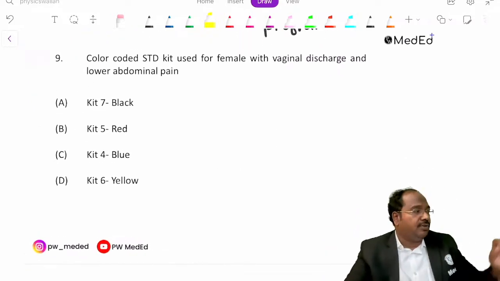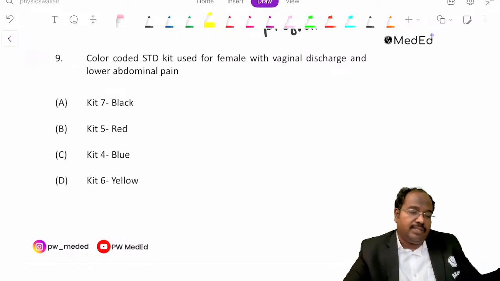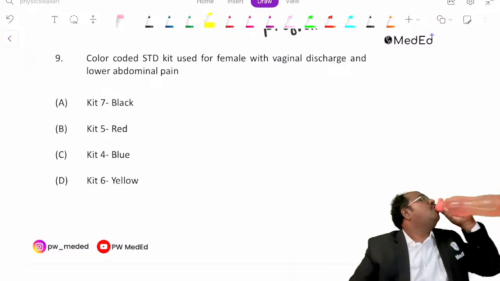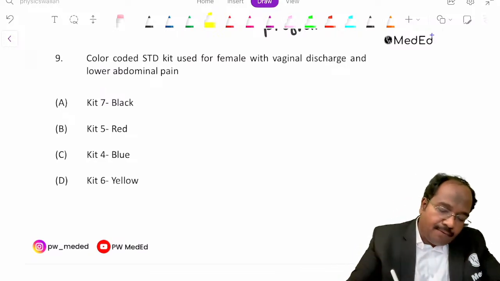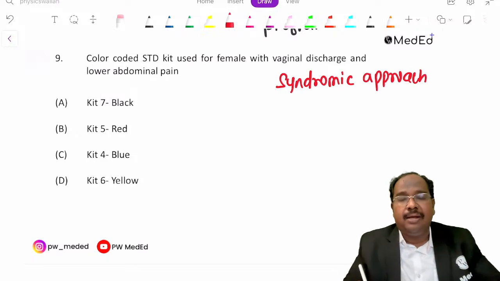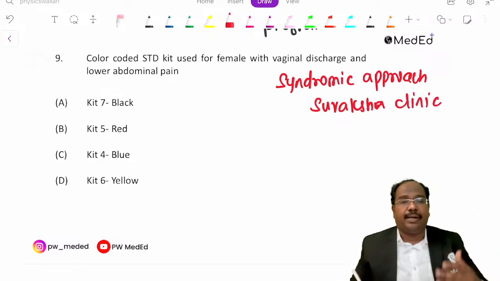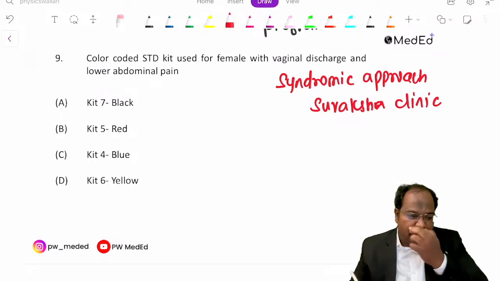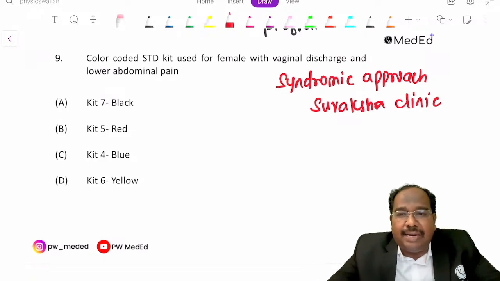What is the answer for this question? DOTS we do, so 99 DOTS is there. Okay, fine. What is the answer for this question? We use an approach called the syndromic approach, and the clinic where the treatment for STD is given is called Suraksha Clinic. This is also a frequently asked question. Any patient who comes with a particular syndrome, instead of testing, we give drugs directly.